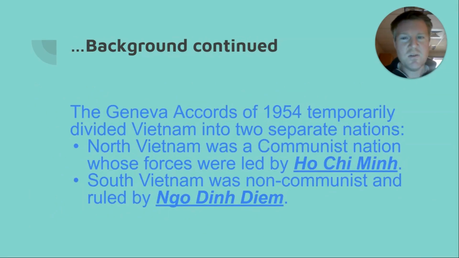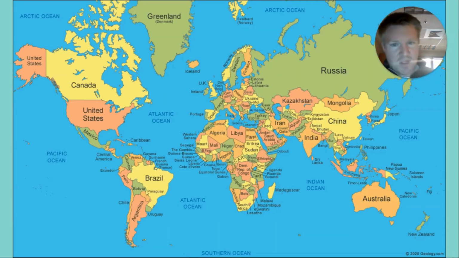During the Geneva Accords of 1954, Vietnam is separated into two separate countries: the North Vietnamese, who are controlled by communist leader Ho Chi Minh, and South Vietnamese, who are non-communist, and they're controlled by Ngo Dinh Diem.